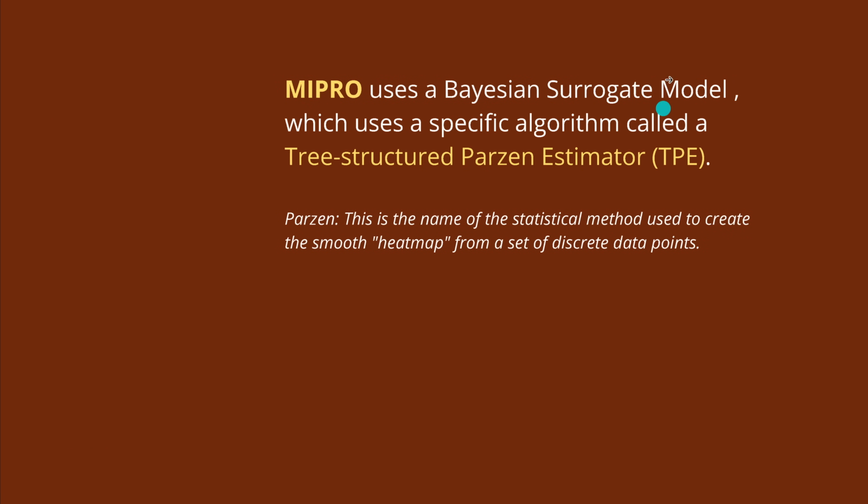A little bit deeper, it uses a surrogate model, which uses a very specific algorithm. I was not aware of this: a tree-structured Parzen estimator, a TPE. What does Parzen mean? This is the name of a statistical method used to create a smooth heat map from a set of discrete data points. Wow, amazing.